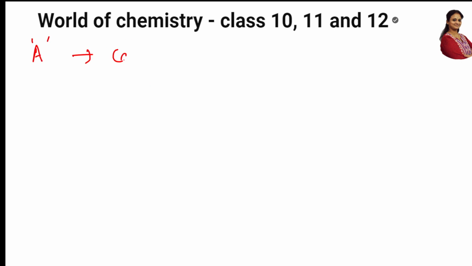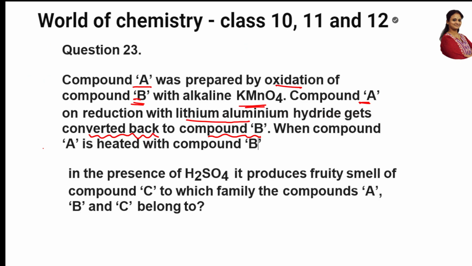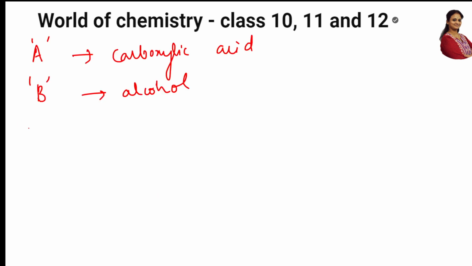It is a carboxylic acid. How did you know? I'll tell you. B is an alcohol. And one more clue they gave me. See here, in the presence of sulfuric acid, it finally produces a fruity smell of compound C. Compound C showing a fruity smell means it is nothing but an ester molecule. Perfect. Ma'am, how did you do?